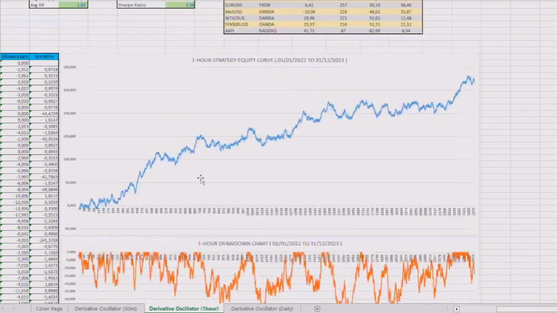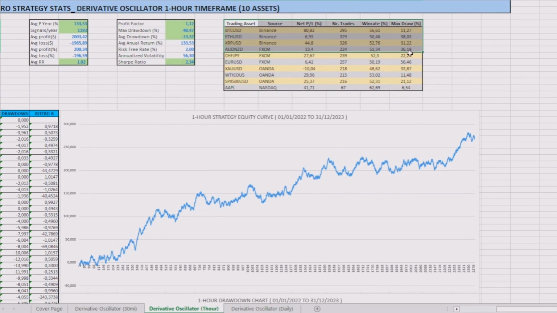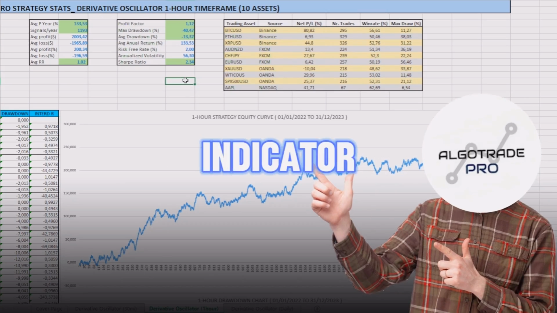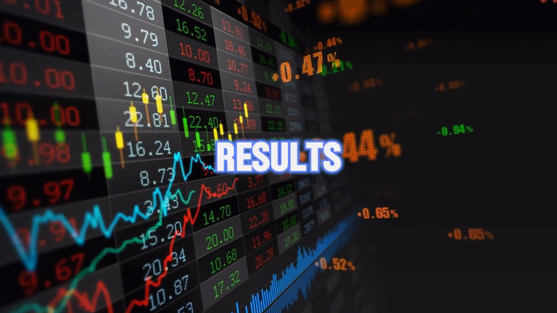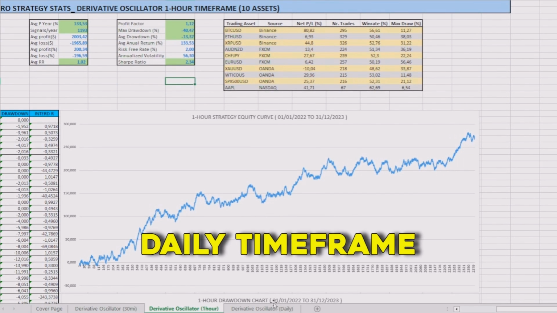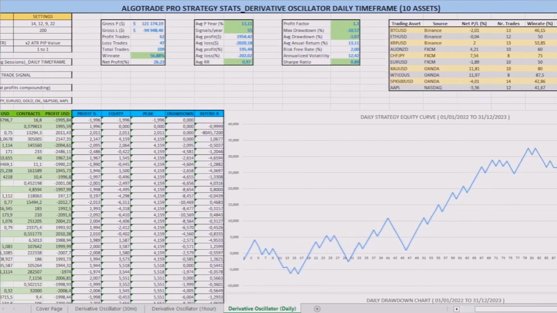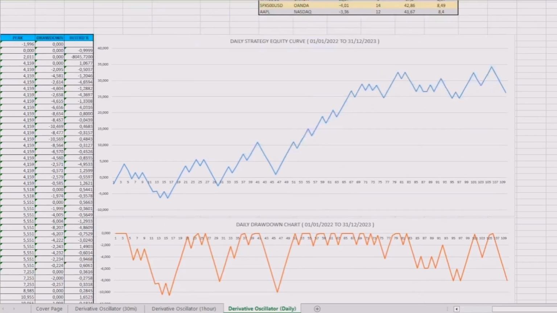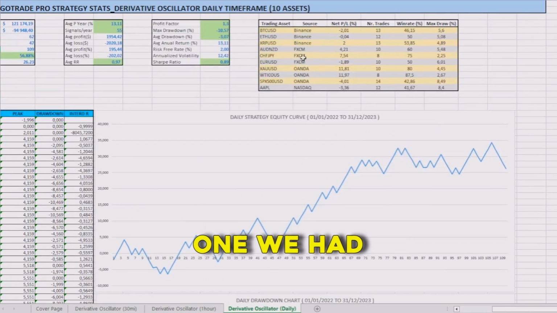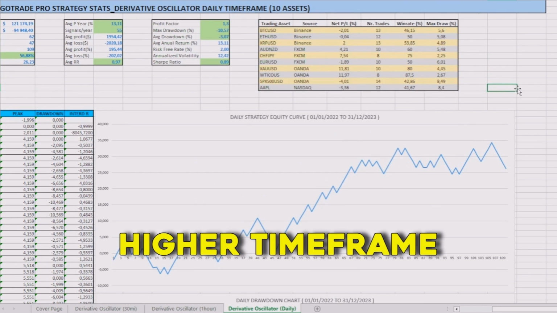Again, here you can see the results of each asset in this time frame that allow us to say that on the 1-hour time frame this indicator was the one that achieved better results so far. And finally, on the daily time frame, after 109 trades, it achieved a win rate of 56.88% and a profit of 26%, which can also be noticed when looking at the equity chart, being this result also the best one we had so far in this higher time frame.